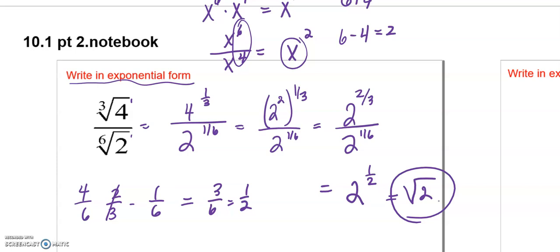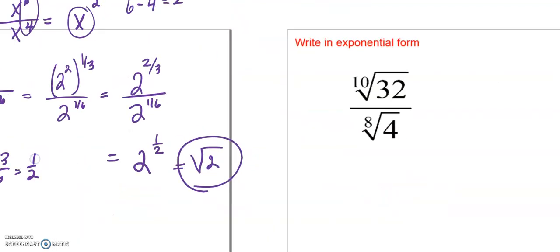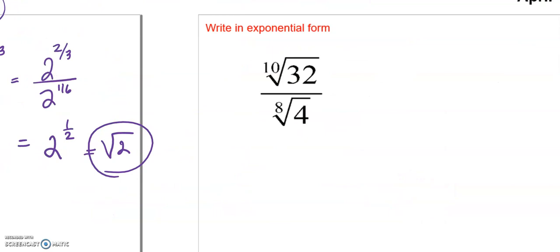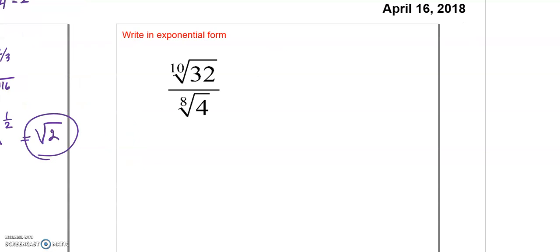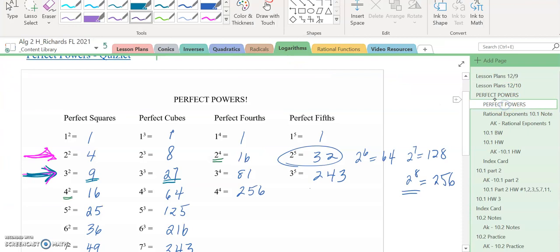So they're kind of fun. I know they seem like a lot of work, but they're actually kind of fun. So go ahead and try this one all by yourself. Even though I think you could do it. Go ahead and try. Pause the video, try by yourself. Really hoped you paused the video. 32 to the 1/10, 4 to the 1/8. I hope you're starting to pick up your families.